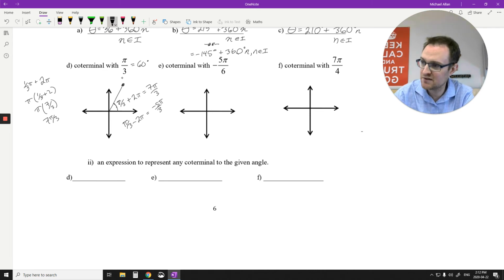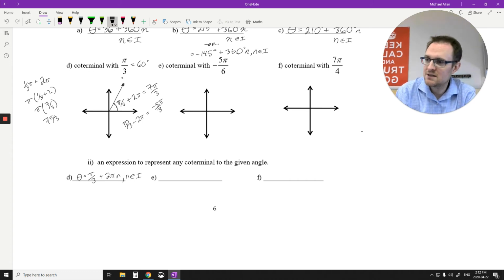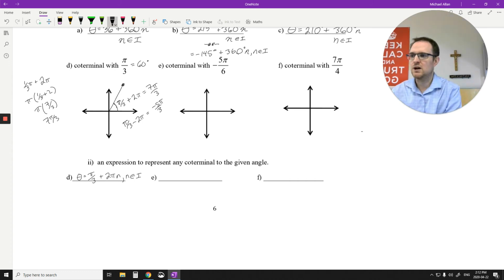Okay, so an expression for this would be pi over 3 plus 2 pi n, where n is an integer. So you're adding 2 pi to each one of those or subtracting 2 pi depending on what value of n you have. So you're going to do the same thing with this. I'm just going to draw them out first.